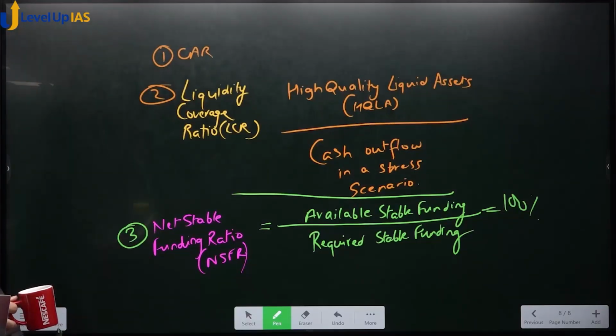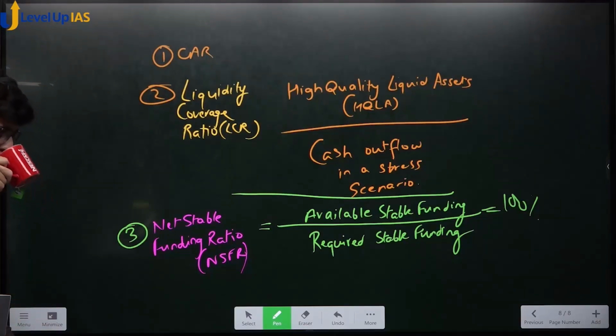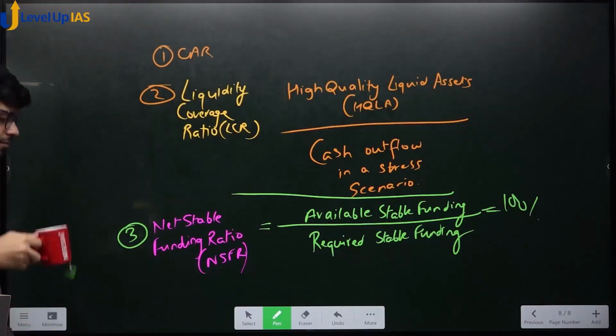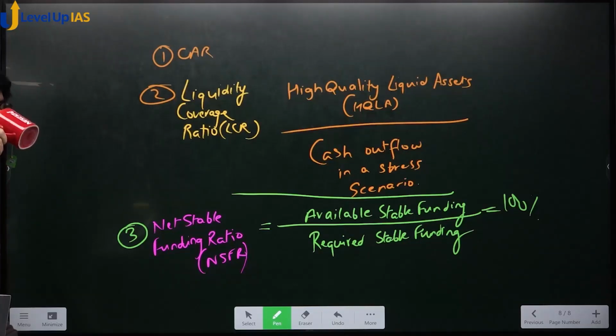I have given you examples of liquid assets. What are liquid assets? For example, cash. The most liquid asset is cash. Gold. Government securities which are of a short term nature, not long term. Short term government securities, yes or no? Right?